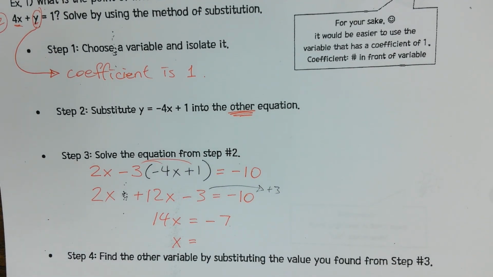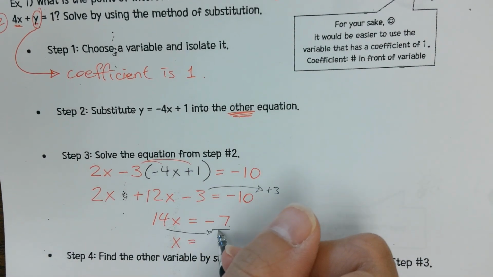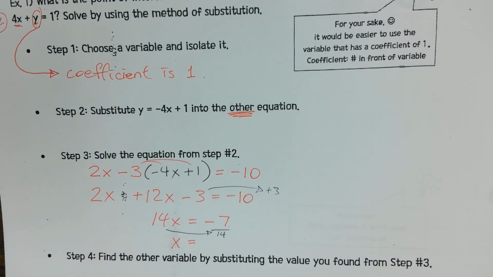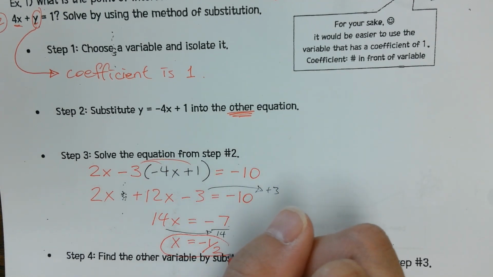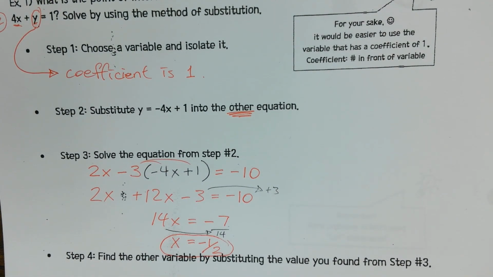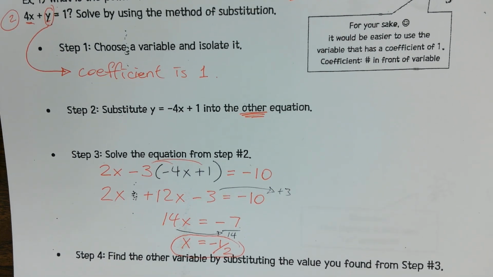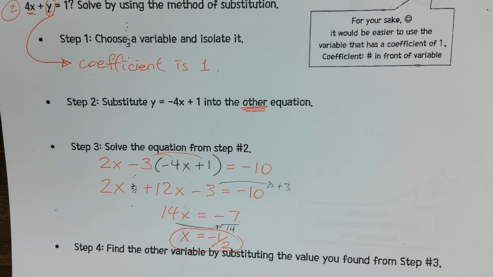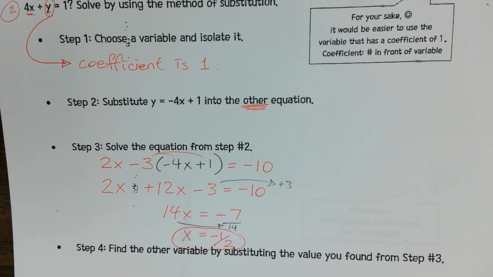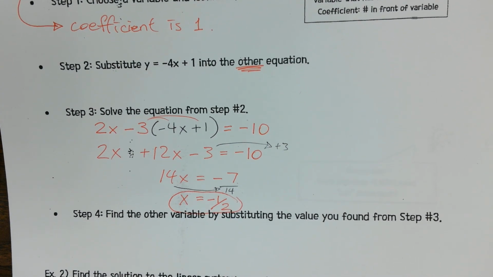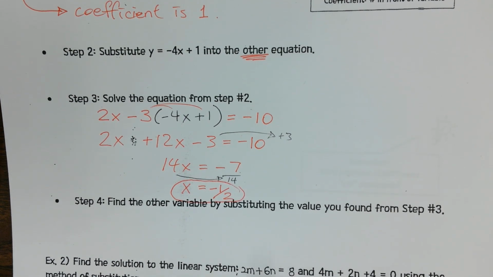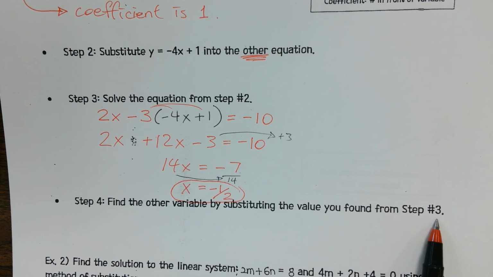When you divide that by 14, you get negative 1 over 2. Okay. We solved for x. Does that mean we're done? No, what's my second step then? My last step. Yeah, now I have to solve for y. Remember, it's an intersection point, so I need an x and a y value. So I need to sub in x equals negative a half. Find the other variable. I'm substituting the value you found from step number 3.